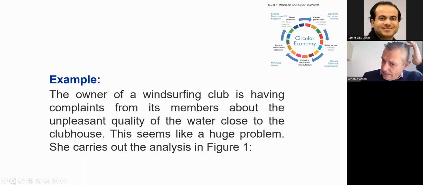And then before the break, we started by stating a problem. The owner of a windsurfer club is having complaints from its members about the unpleasant quality of the water close to the clubhouse. Well, she needs to use this technique. Sometimes it's common to face these activities. You are in a harbor, Alicante, and you start a windsurfer club or whatever, and sometimes the people complain.